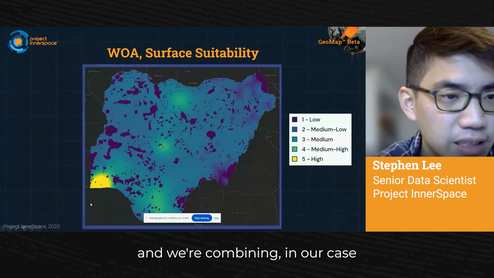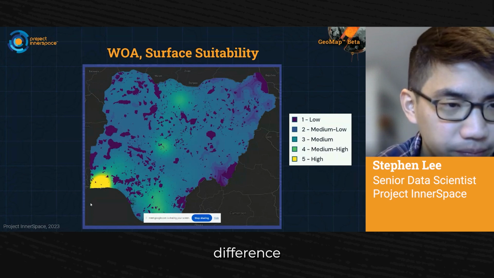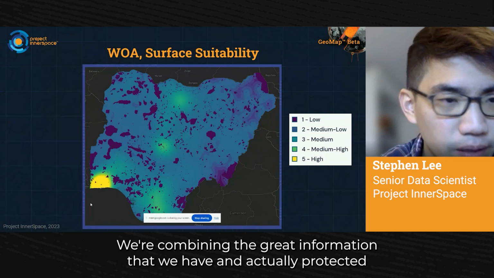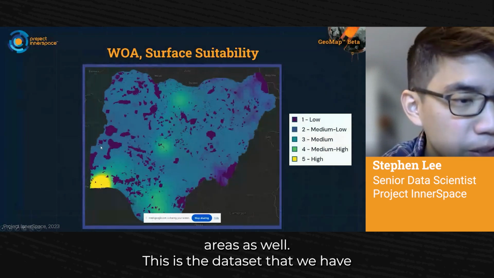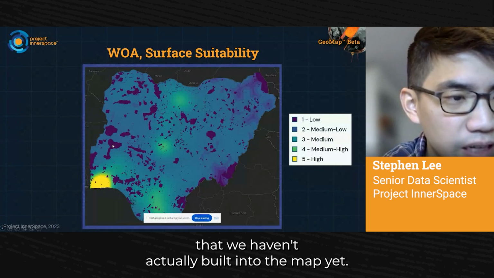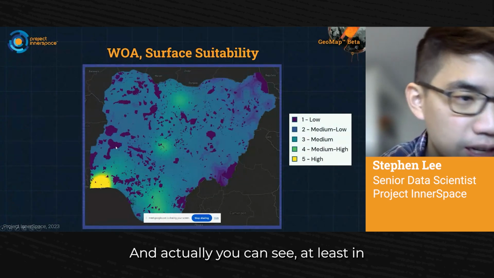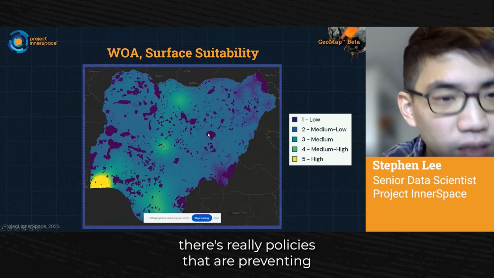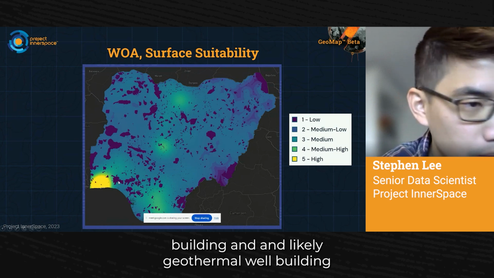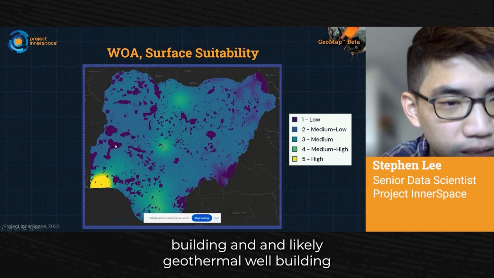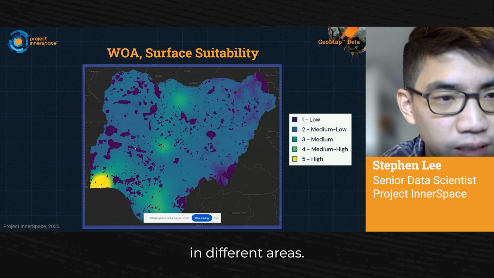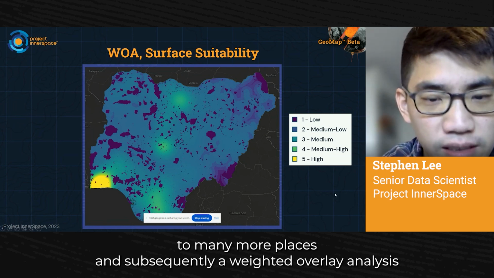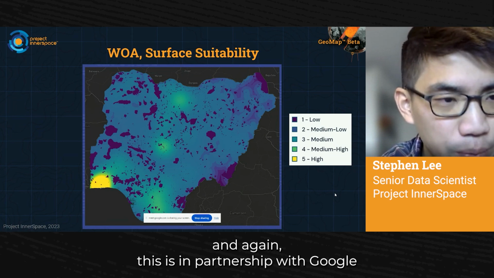And we're combining, in our case, different distance metrics corresponding to our demand centers. We're combining the grid information that we have and protected areas as well. This is a data set that we haven't actually built into the map yet, but you can see, at least in Nigeria, areas where there are policies that are preventing building, and likely geothermal well building, in different areas. And again, we're going to expand our demand to many more places and subsequently our weighted overlay analyses. And again, this was in partnership with Google.